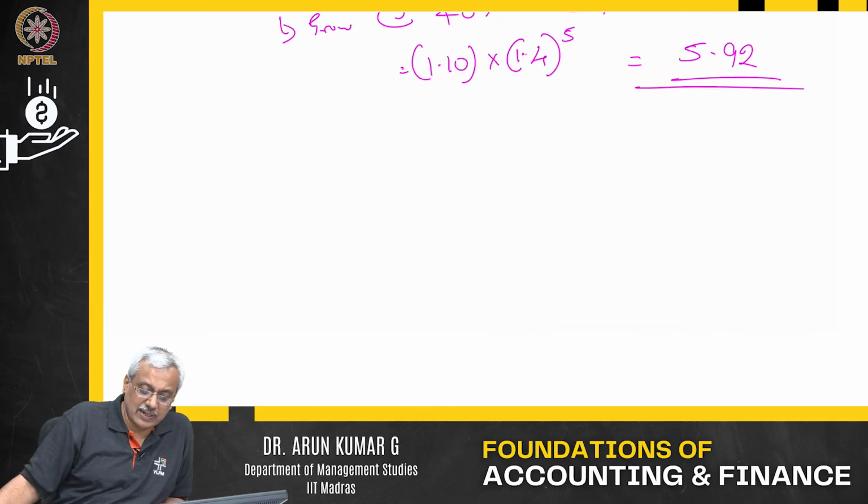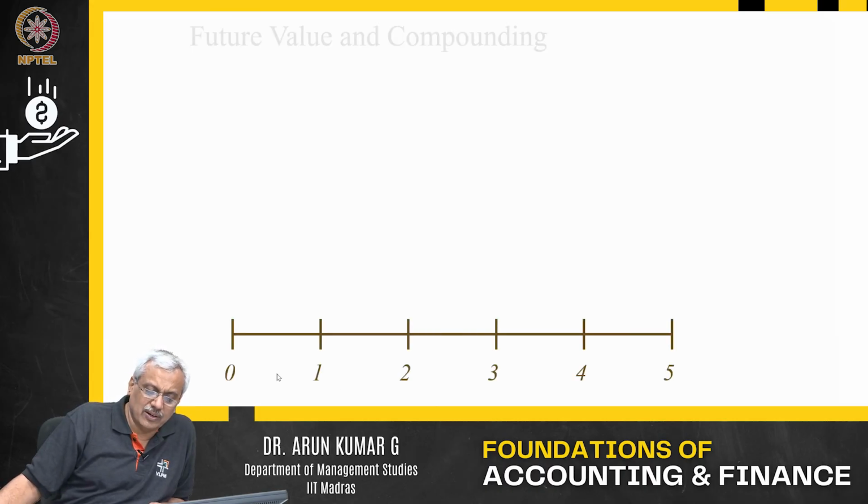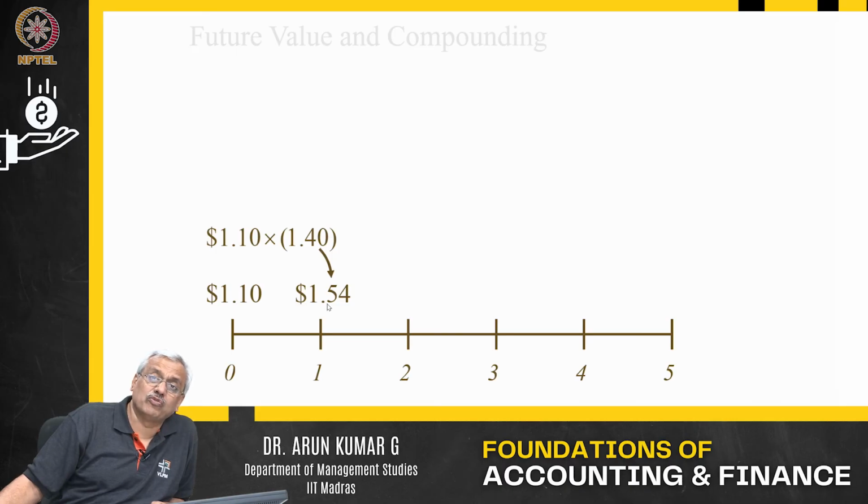So, in this particular case, if I use the slide, what is happening? Initially you get 1.10 in year 0. This is going to grow at the rate of 40%. So next year you get 1.54. This 1.54 is going to grow at the rate of 40%. That is where the square comes in.